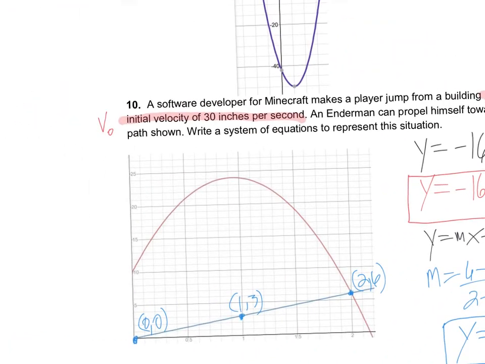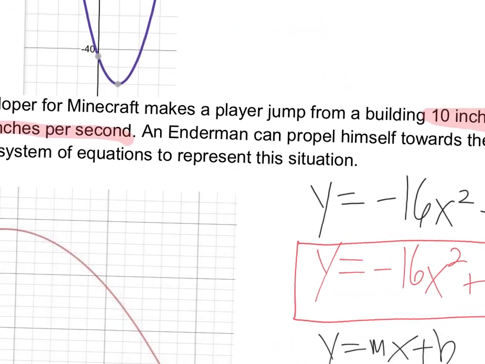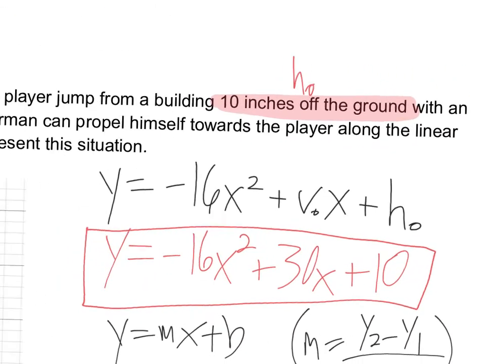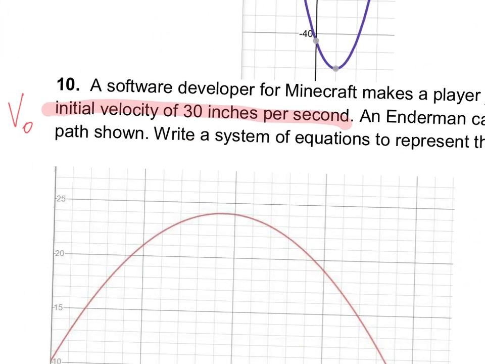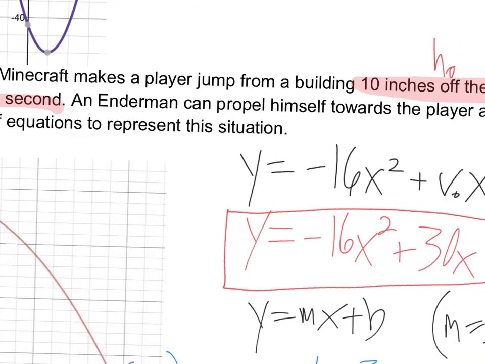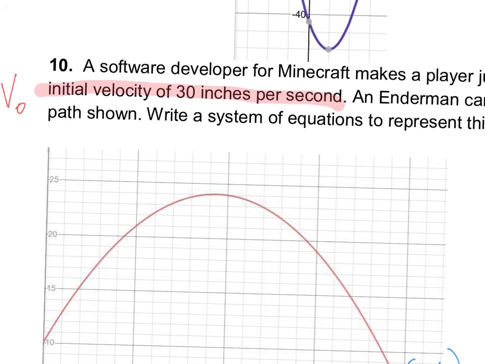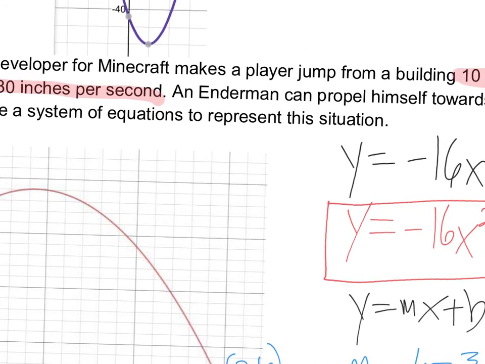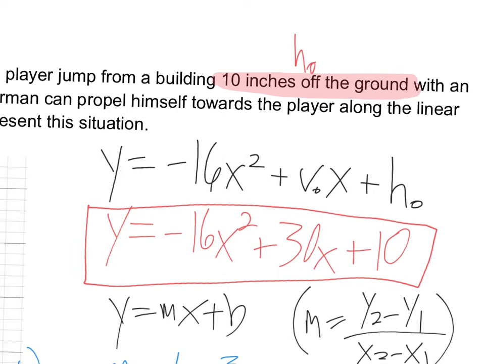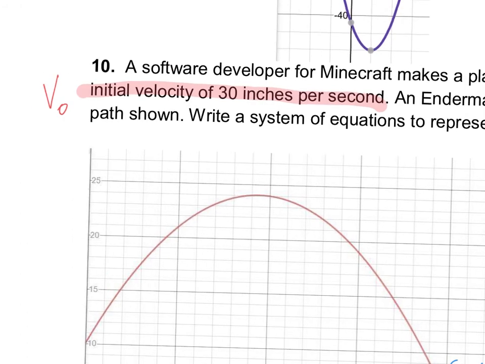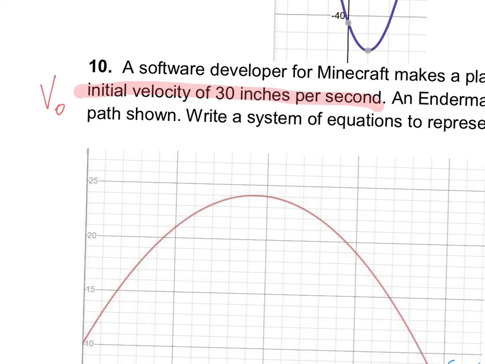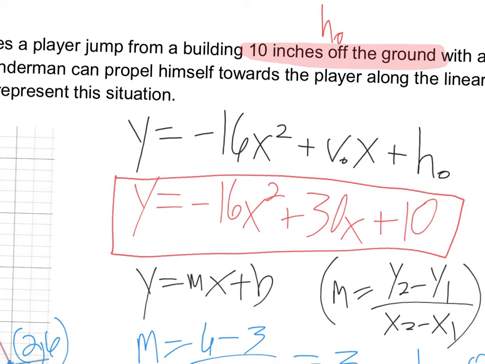So if I were to read this problem to you, it says a software developer from Minecraft makes a player jump from a building 10 inches off the ground with an initial velocity of 30 inches per second. An Enderman can propel himself towards the player along the linear path shown. Write a system of equations to represent this situation. Okay, so I highlighted that the building is 10 inches off the ground. That's your initial height. And then it says your initial velocity is 30 inches per second. So I'm going to plug in 30 for the V naught and 10 for the H naught. And so this is my quadratic motion equation.